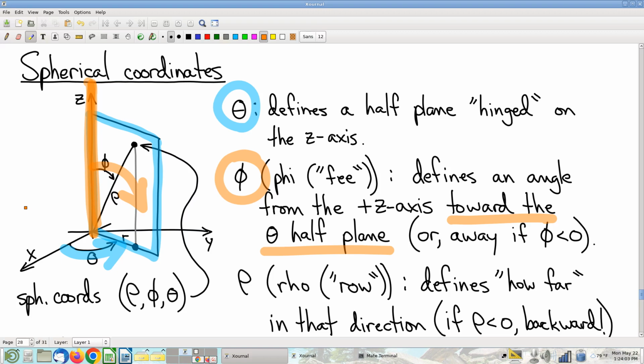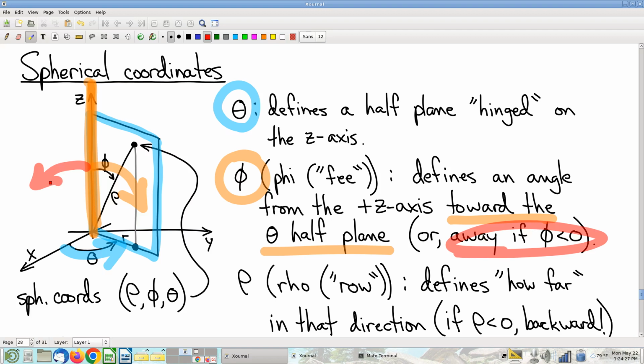Now, again, angles are allowed to be negative, right? Just like theta can be negative, so can phi. And a negative value of phi would be exactly what you would think. It's backwards from the theta half plane if phi is negative. Exactly what you would expect.